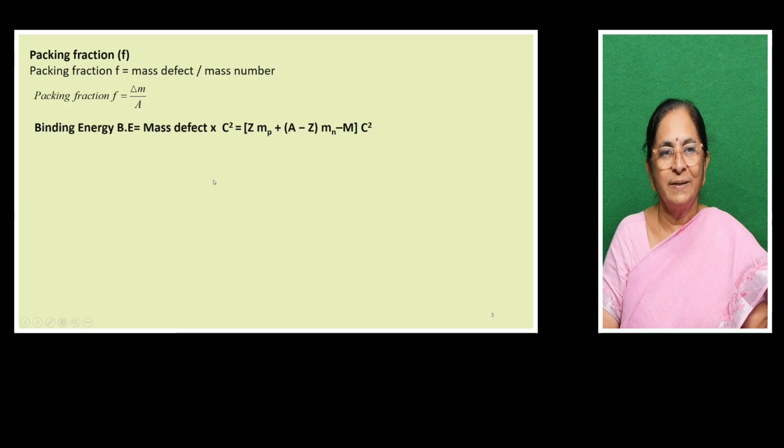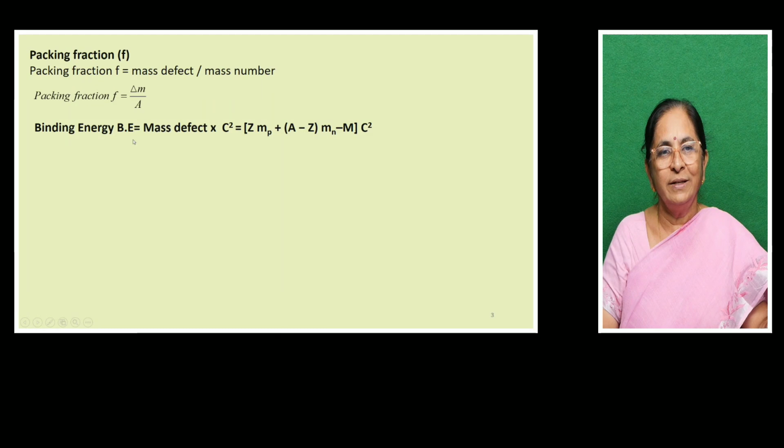Next, another term comes here. This is called packing fraction. It is represented by the letter F. Packing fraction F is equal to mass defect by mass number. The ratio of mass defect and mass number gives you the packing fraction. So mass defect we represent by delta M, and mass number we represent by A. So it is a ratio of mass defect to mass number.